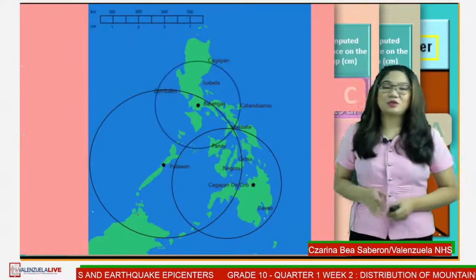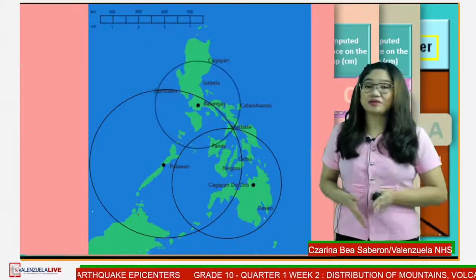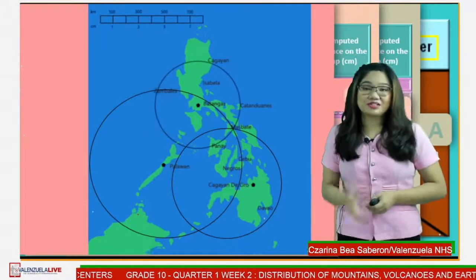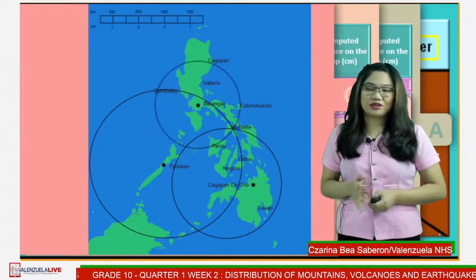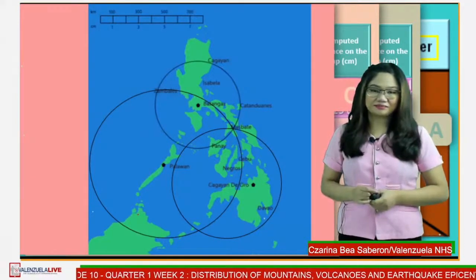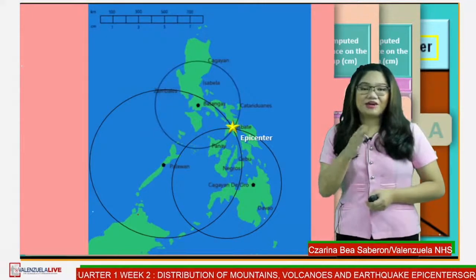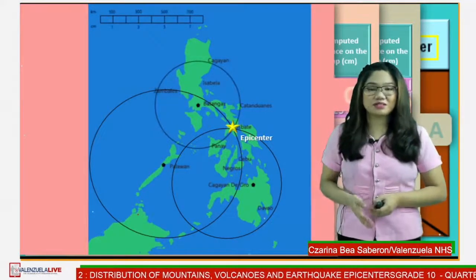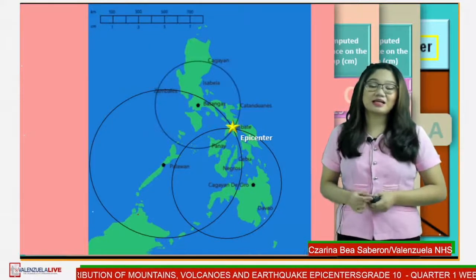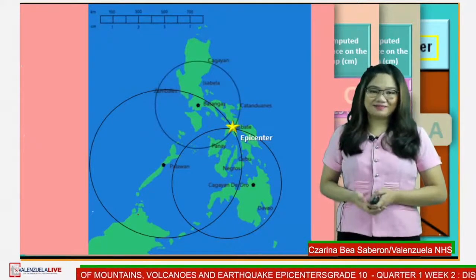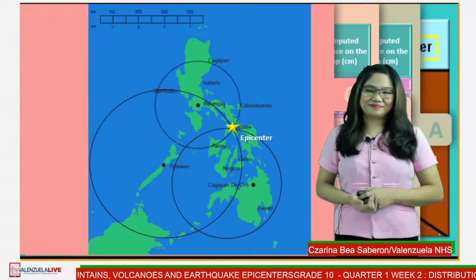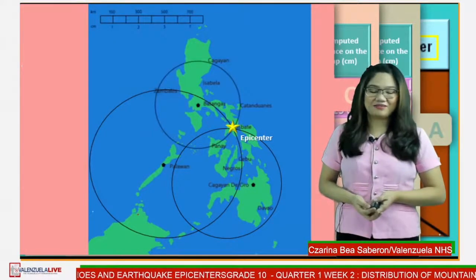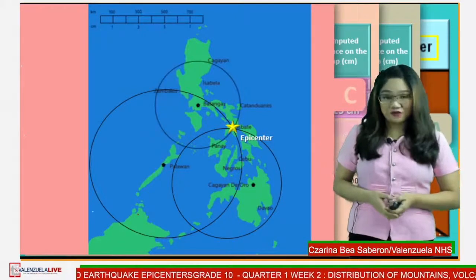Okay, so once we do that, after drawing the 3 circles, observe where these circles intersect. Where do you think the epicenter is? And there, finally, this intersection is the location of the epicenter, which is, in this case, at around Masbate. All right, that was just a really cool and fun method, right? So now, moving forward.